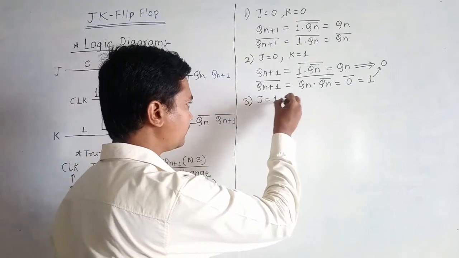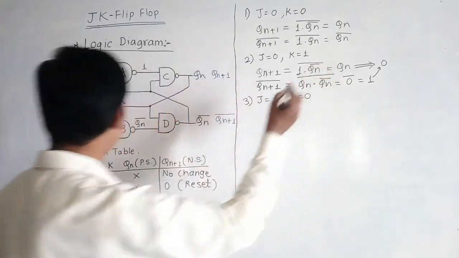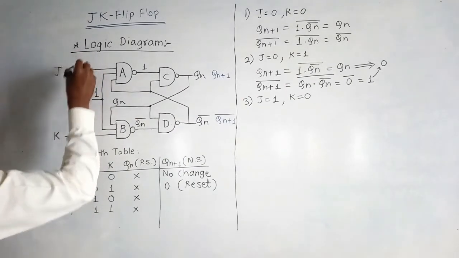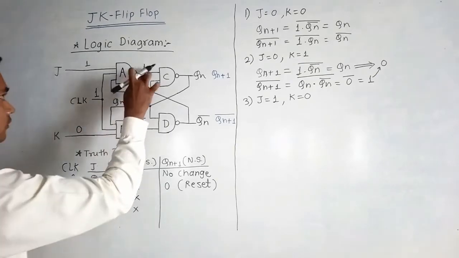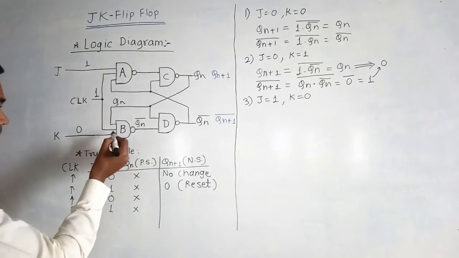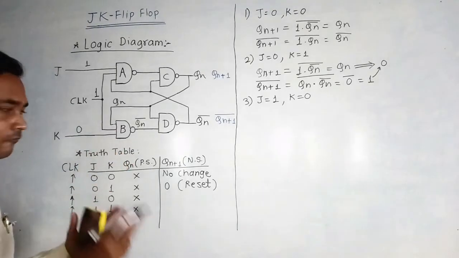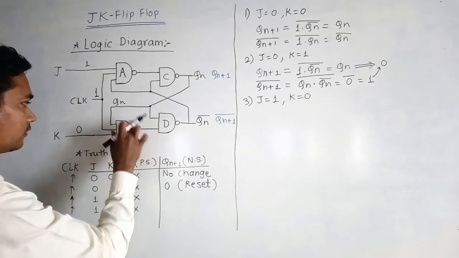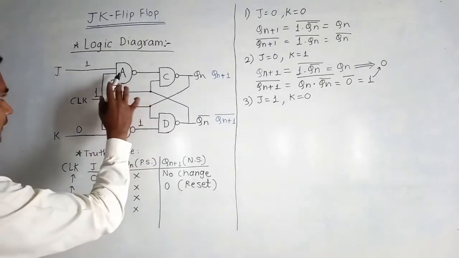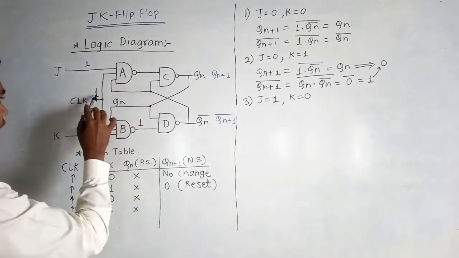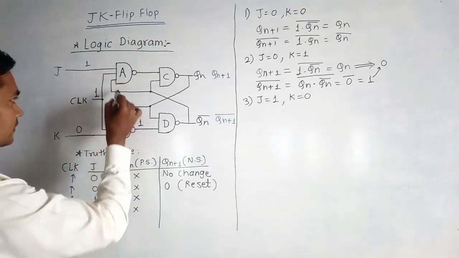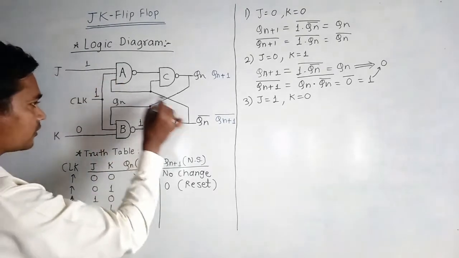So J equal to 1 and K is equal to 0. Let us change the inputs, 1 and 0. Now as we know, if any input of a NAND gate is 0, the output should be 1. So here it will be 1. And what about the output of A gate? The first input is 1, the second input is also 1, that is the clock signal, and the third input is Qn bar.